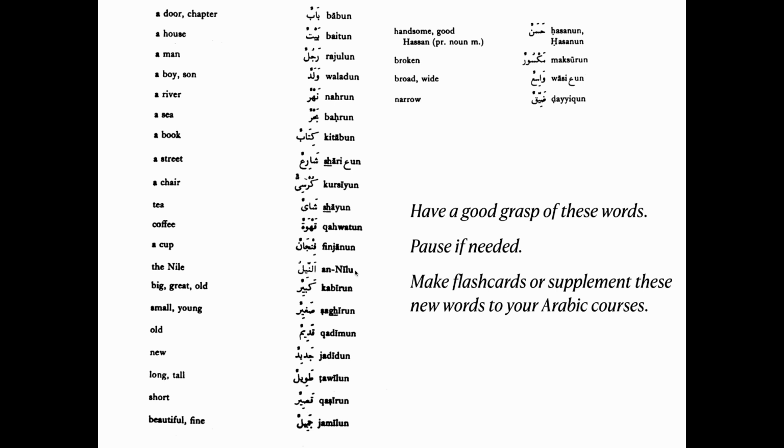Kabir is big or great or old. This is an adjective right here. Saghir is small or young. Qadim is old. Jadid is new. Tawil is long or tall. Qasir is short. Jamil is beautiful. Hassan is handsome, or also it's a name, Hassan. Maksur is broken, and wasi'a is wide, and dhaik is narrow. So I'm not going to use all these words here, but have an idea what these words are so that we can go to the homework.